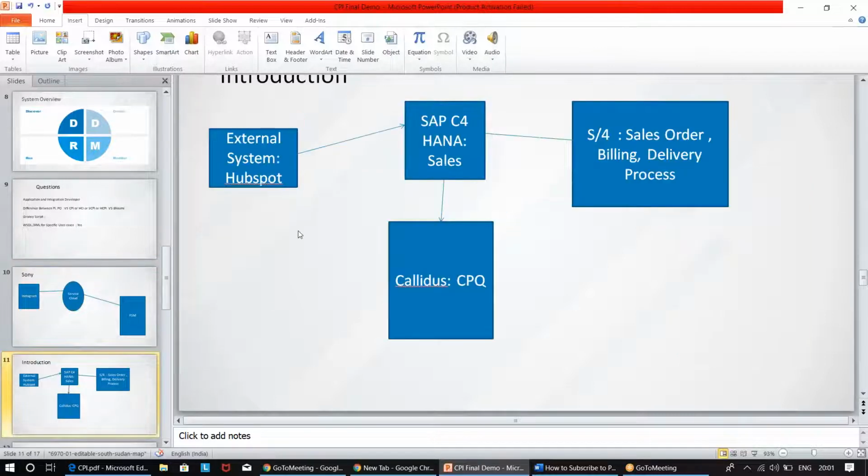We discussed one business use case with a lead management system, which is HubSpot. Then we have a sales management system in which the whole process happens, from opportunity and quote, to your CPQ system, Calendars, which gives the exact quote to the customer, and then how the sales order, billing and delivery process happens in S4. All of these were different systems, so we showed why we need integration in place so that the complete business can run.